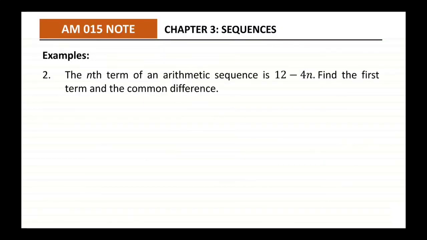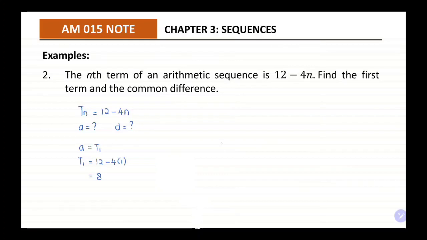We continue with question number 2. The nth term of an arithmetic sequence is 12 minus 4n. This means Tn equals 12 minus 4n. The question asks to find the first term and the common difference. First term means we want to find a, and common difference means we want to find d. To get the values of a and d, first we find a. Finding a is also known as finding T1. So to find T1, we substitute 1 into n. So 12 minus 4 times 1. Then we get 8. So our first term is 8.